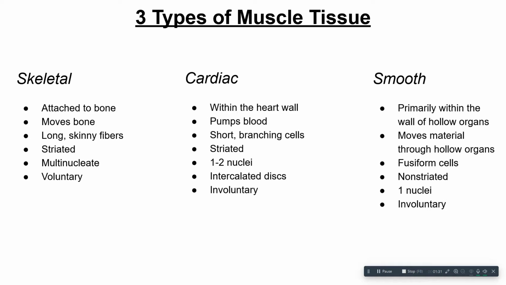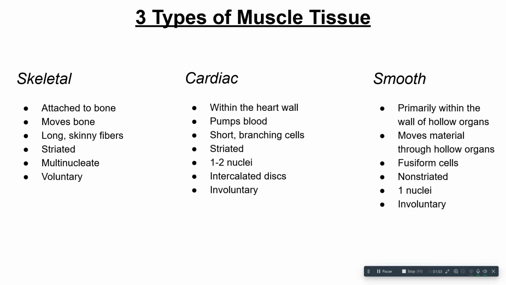Finally, we got smooth muscle. So we're going to find that mostly in the walls of hollow organs. So think about blood vessels, intestines, stomach, esophagus, ureters, uterus, urinary bladder, those sorts of things. And smooth muscle is involved in moving material through those hollow organs.